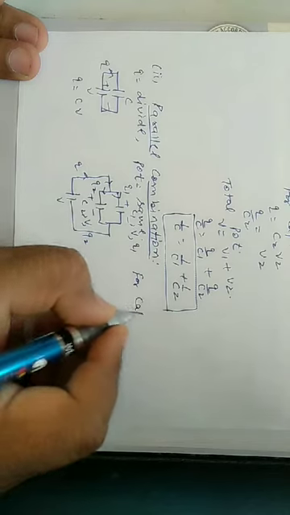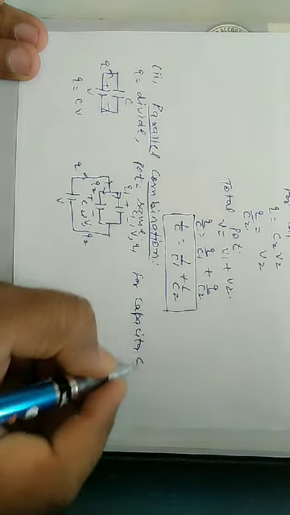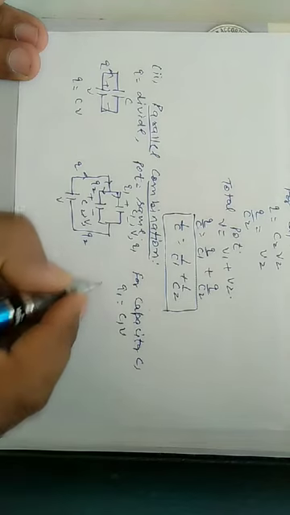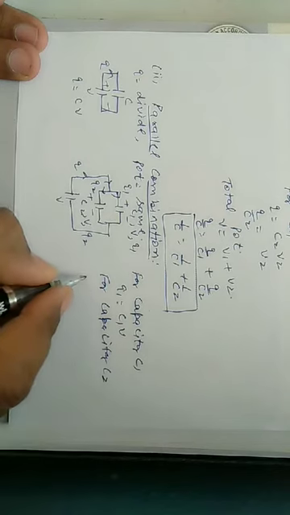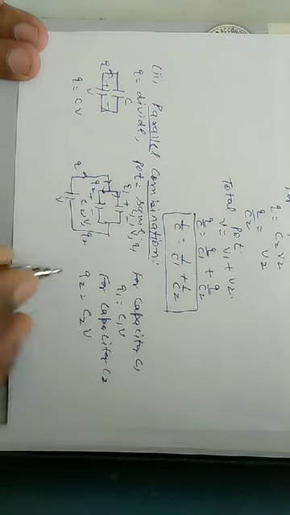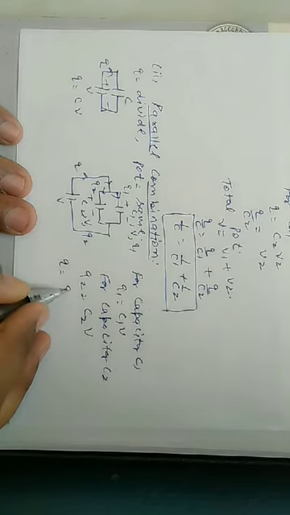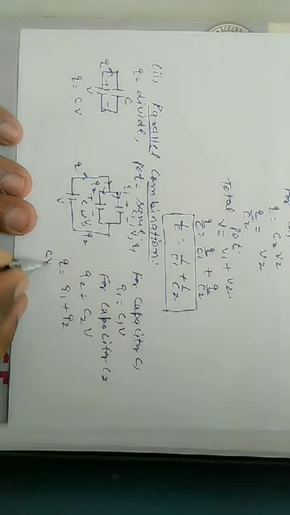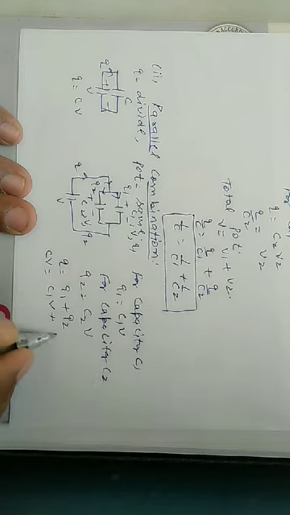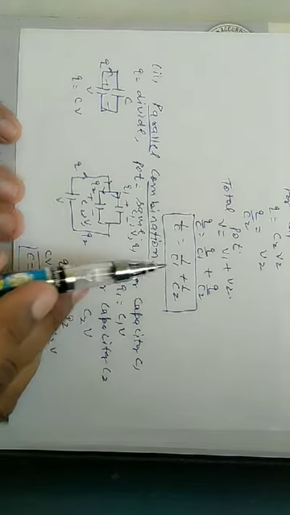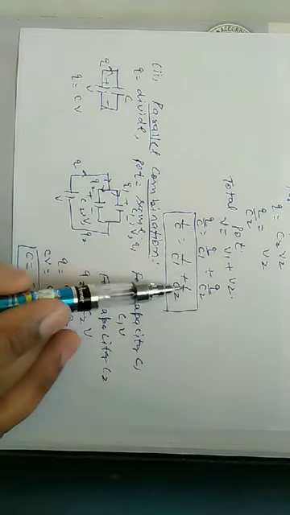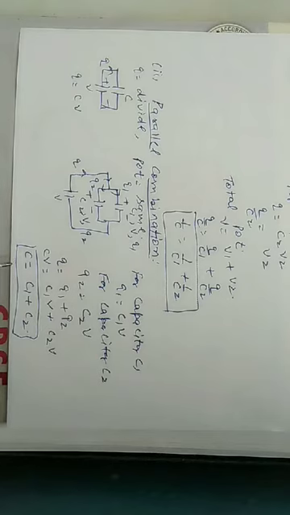For capacitor C1, we can write Q1 equals C1V. For capacitor C2, we can write Q2 equals C2V. Now total charge Q is divided into two parts, Q1 and Q2. Q is CV, Q1 is C1V plus C2V. So we can write C is equal to C1 plus C2. So in series combination, capacitance will be 1 by C equals 1 by C1 plus 1 by C2, and in parallel combination, capacitance is C equals C1 plus C2.